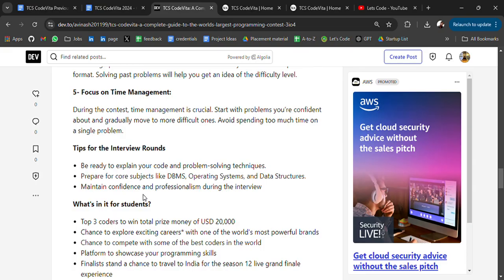Maintain confidence and professionalism during the interview. Half of what decides whether you will be selected is your confidence. When you are telling things, it's okay if you don't know, but if you are confident, it shows that you can handle pressure and that you don't panic. Things you can learn, but this has to be inbuilt, or you have to learn it. If you are not confident, it will show as a negative.